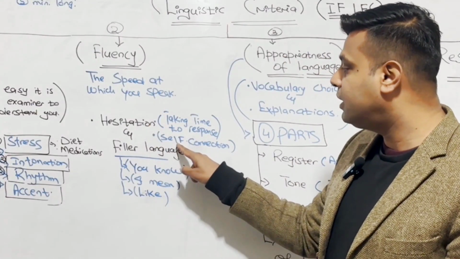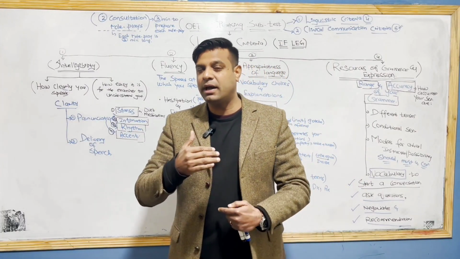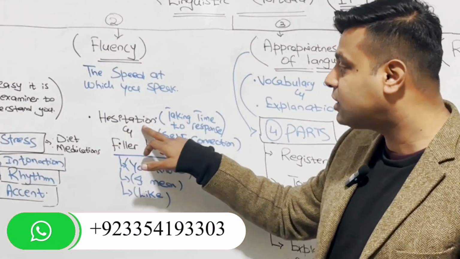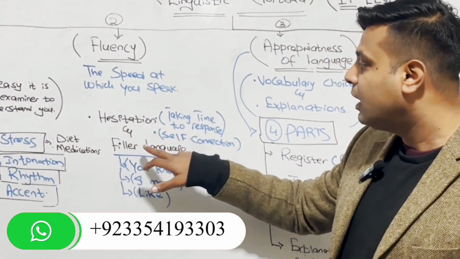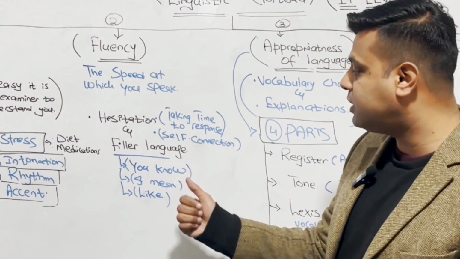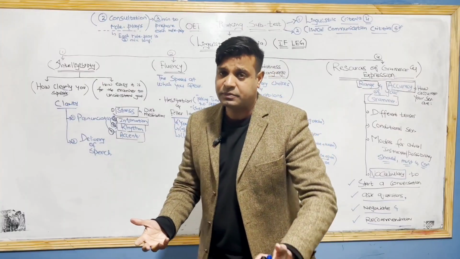Now, some candidates are self-correcting themselves. By repeatedly self-correcting, they come under the hesitation criteria. Now, filler language. Many candidates in the OET talk in informal language.